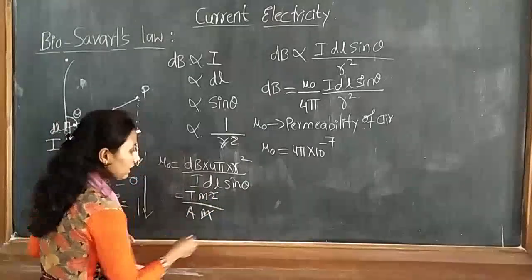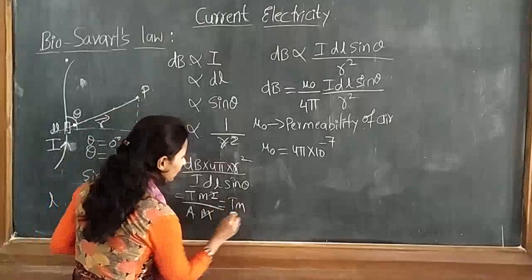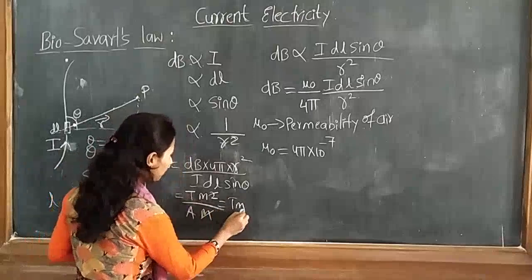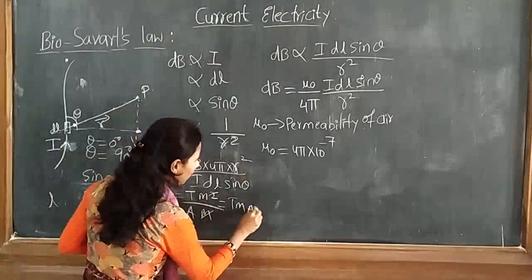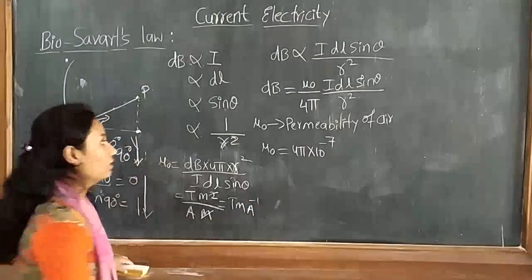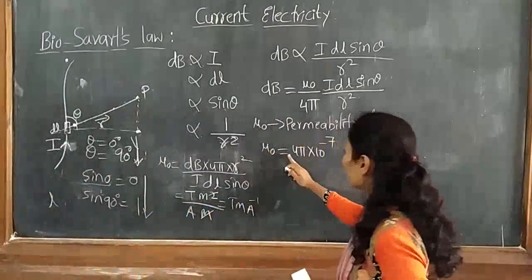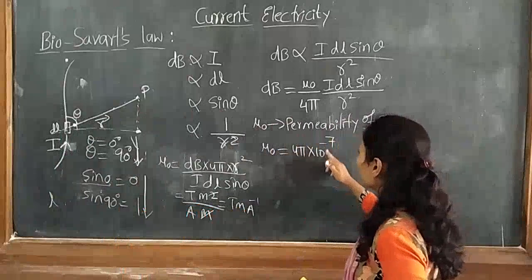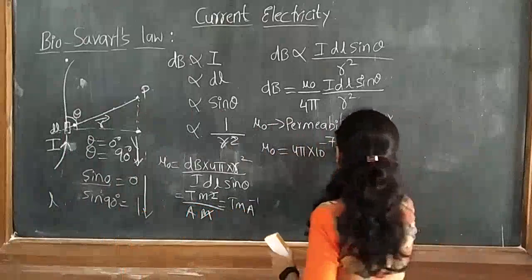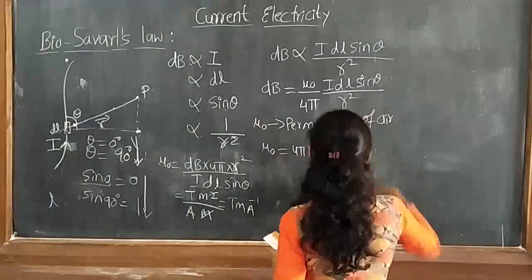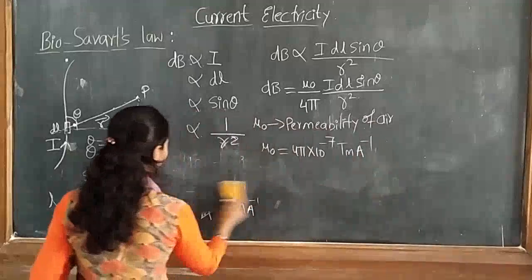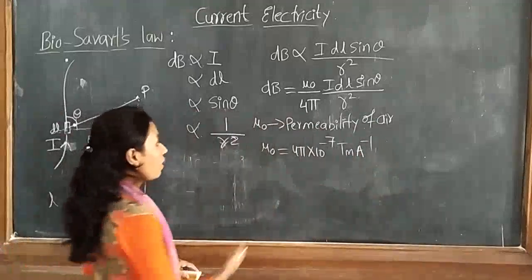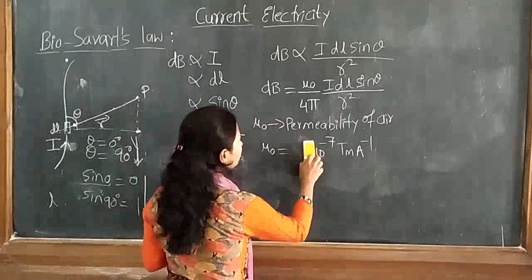Now meter gets cancelled, so what we will get? Tesla into meter divided by ampere, meaning per ampere we are getting. That's why what will be the mu naught value? Mu naught is equal to 4 pi into 10 raised to minus 7 Tesla meter per ampere. So this is the value of mu naught. Okay, or you can write it as what?